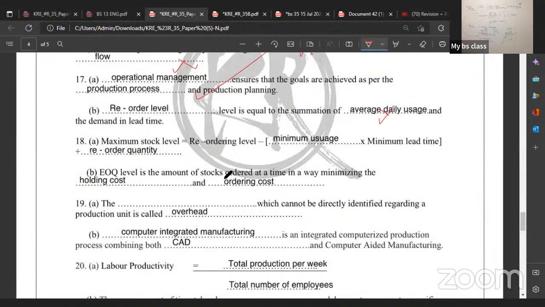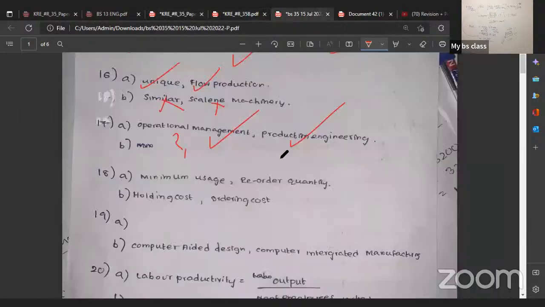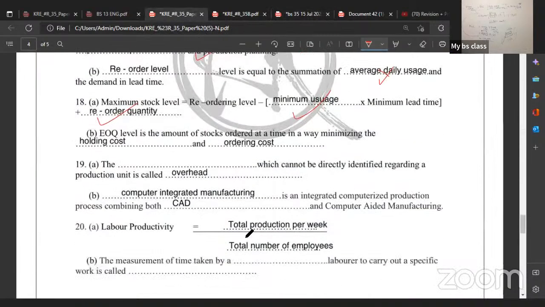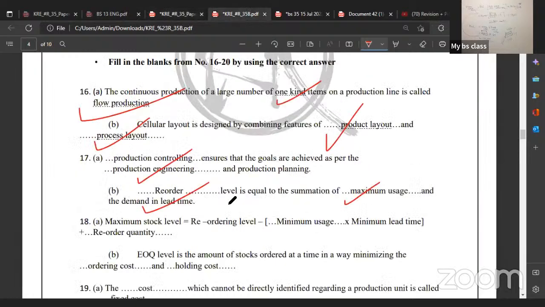Maximum stock level equals reorder level plus minimum into minimum. Reorder level is maximum into maximum. Maximum stock level is reorder level plus, minus a minimum into minimum. Then EOQ. EOQ level is the amount of stocks ordered at a time in a way of minimizing both holding and ordering cost.